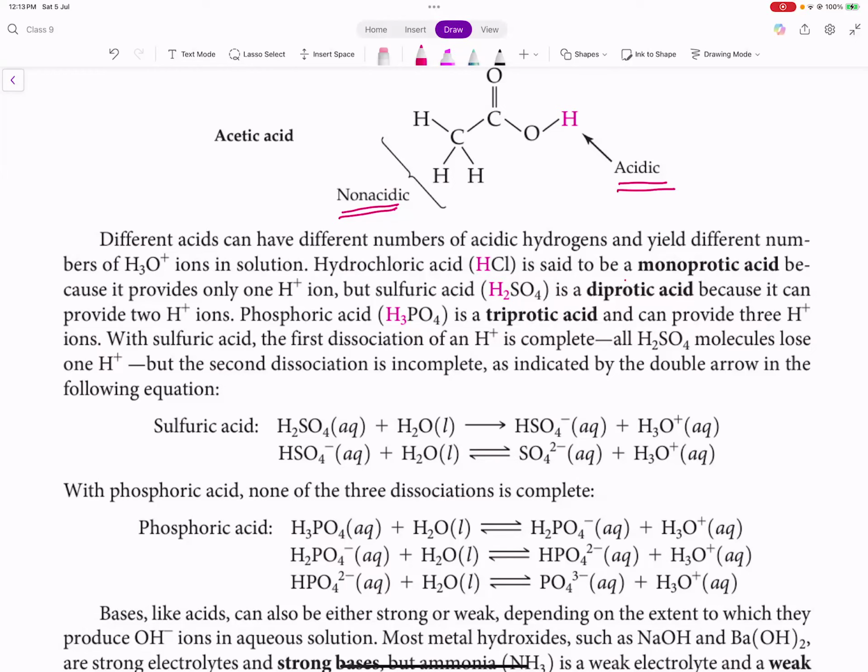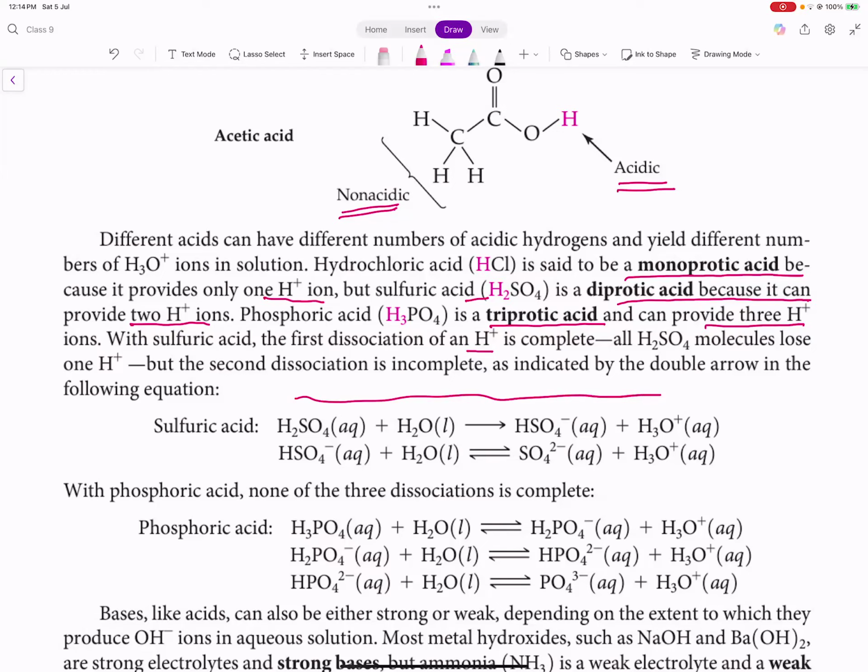So hydrochloric acid is said to be a monoprotic acid because it can provide only one H plus ion. But sulfuric acid, H2SO4, is called a diprotic acid because it can provide two H plus ions. Phosphoric acid, H3PO4, is a triprotic acid and it can provide 3 H plus ions. Okay. Now with sulfuric acid, the first ionization or the first dissociation of H plus is complete. That is to say, the first proton is dissociating fully.